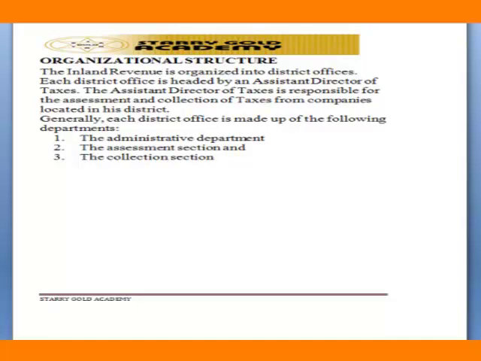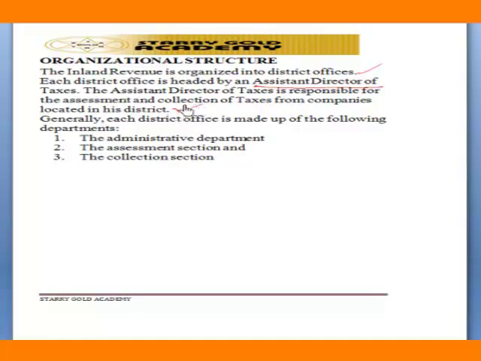What is the structure, organizational structure of that department? It is organized into district offices. So, each district office is headed by an assistant director. So that's the organizational structure for efficiency. They had to bring it down to offices. The assistant director of tax is responsible for the assessment and collection of taxes from companies in his district.